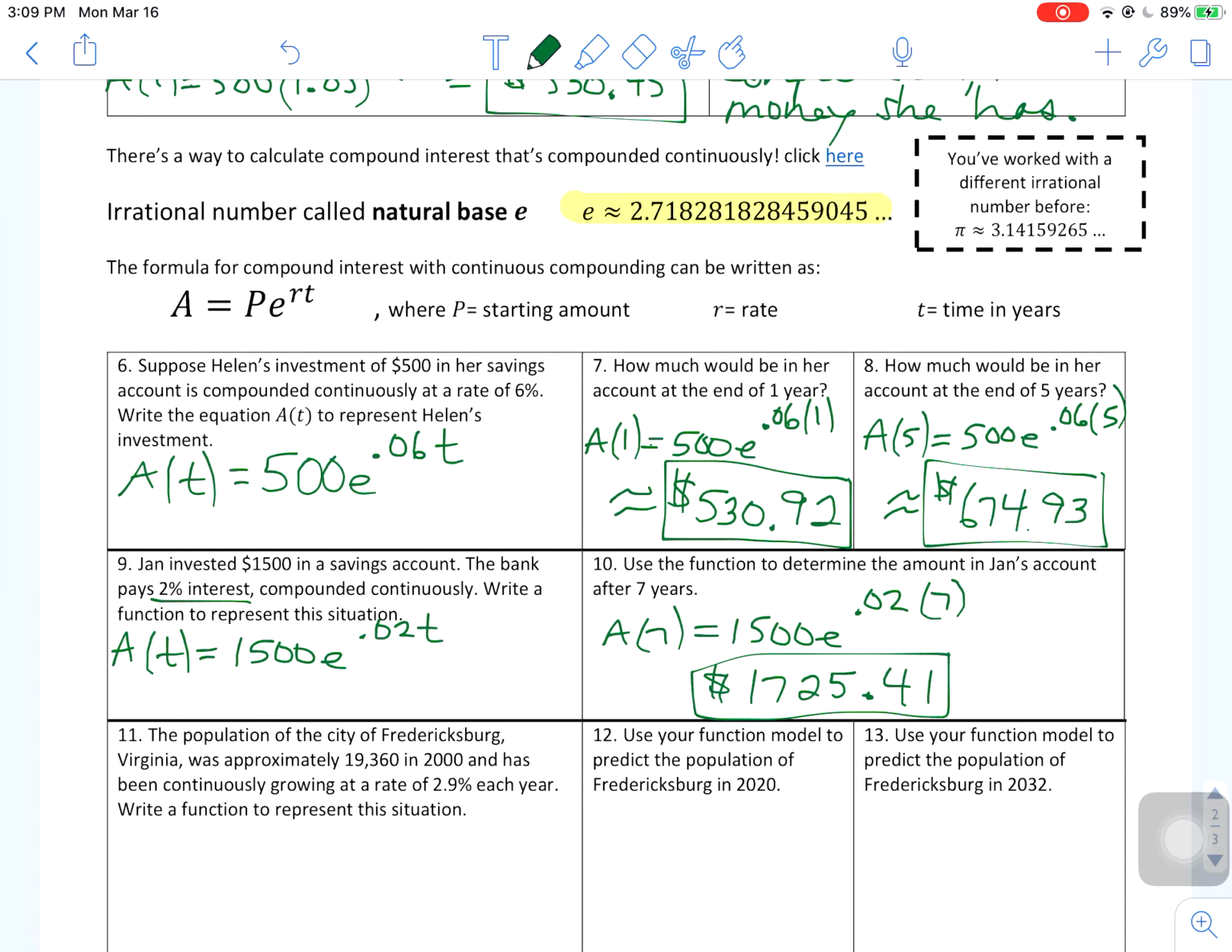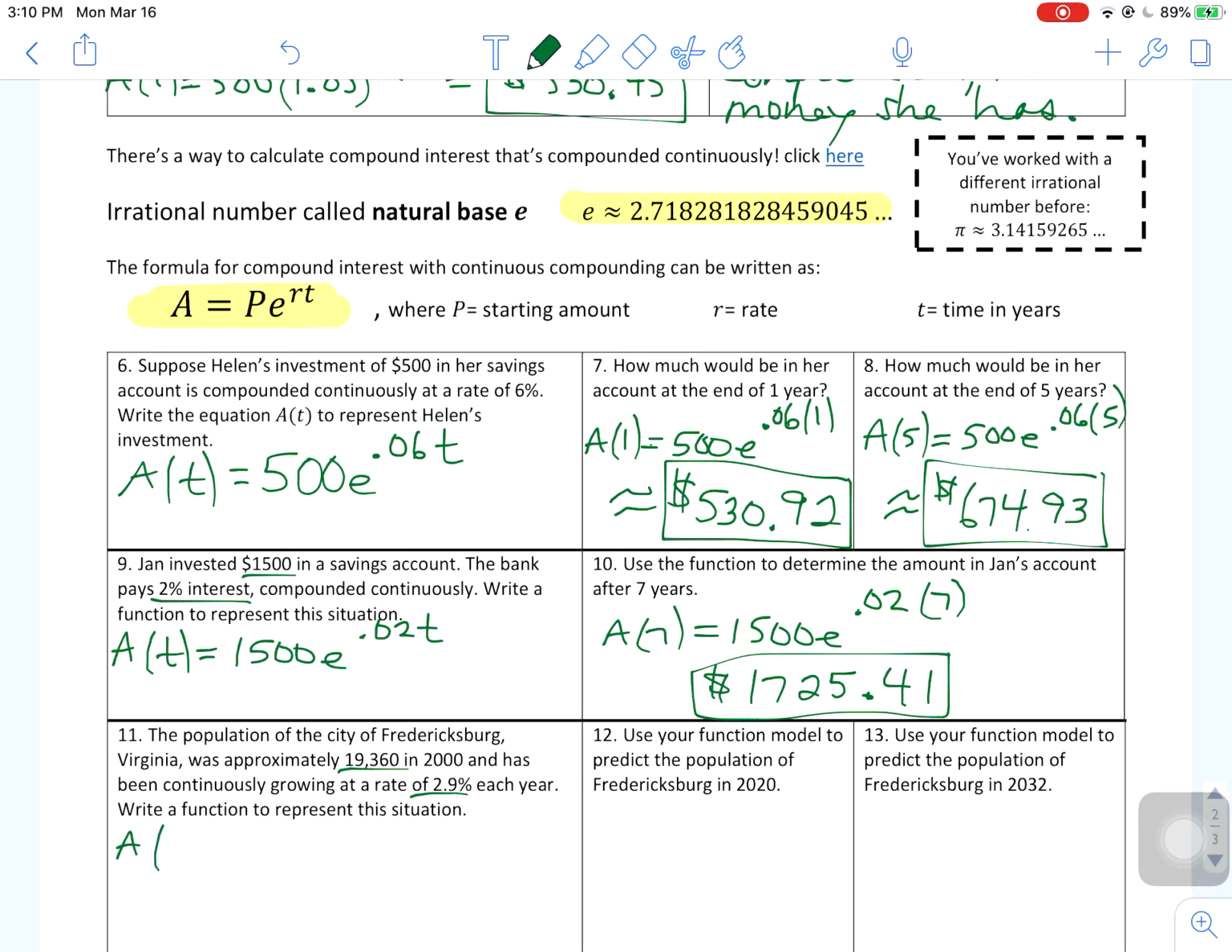Number 11, the population of the city of Fredericksburg, Virginia, was approximately 19,360 in 2000 and has been continuously growing at a rate of 2.9% each year. Write a function to represent this situation. So you'll notice with all these problems we've been doing recently, they all mention the fact that they're growing continuously. So that word continuous tips you off to the fact that you're using this equation right here, Pert. So you only use Pert if it's continuous compounding or continuous growth of a population.